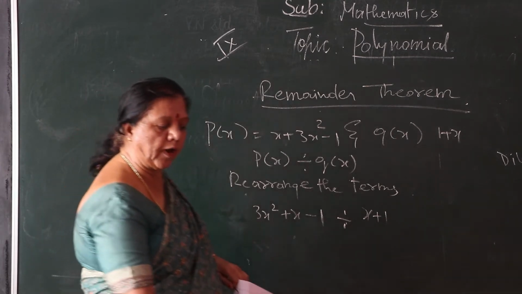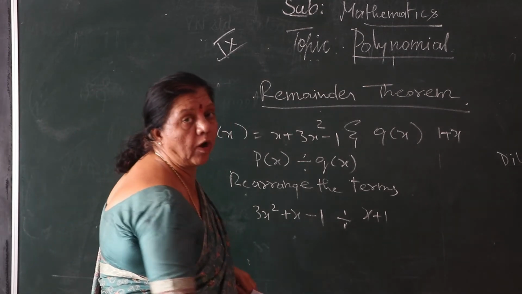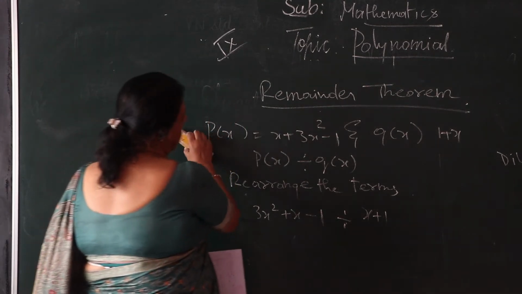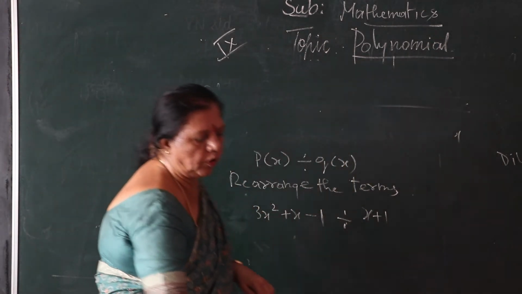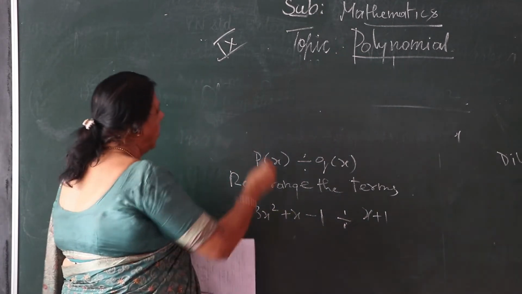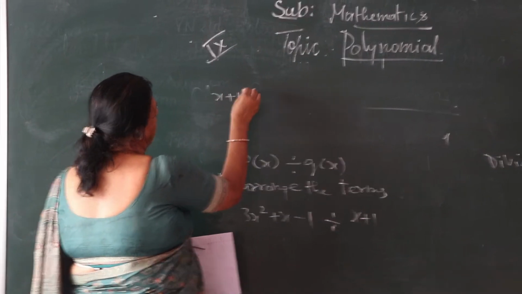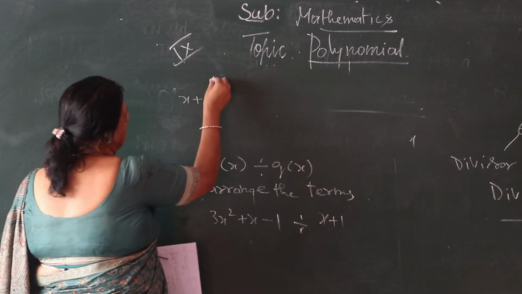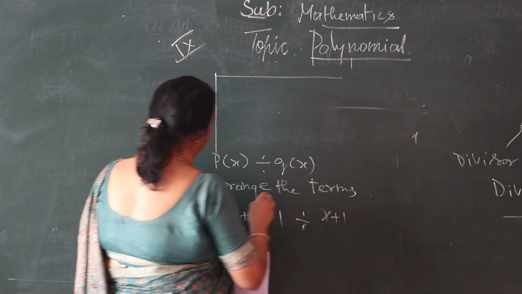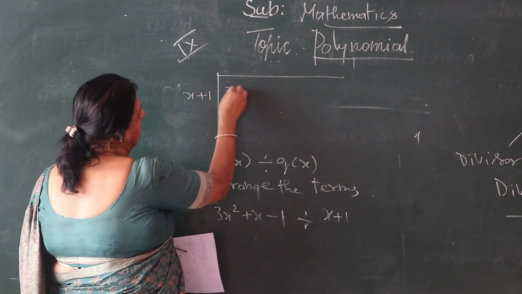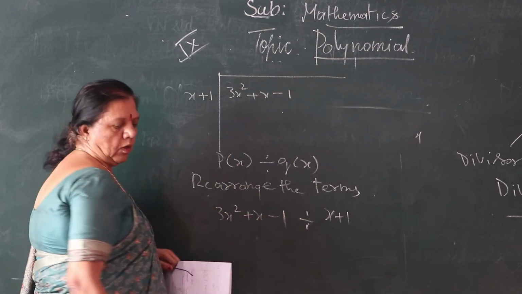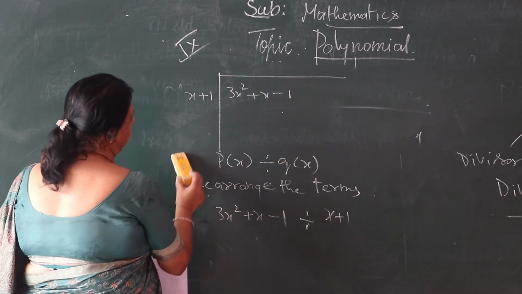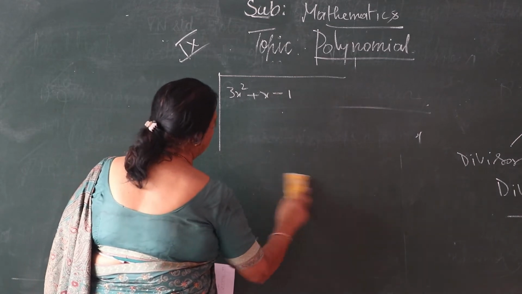Divide it. How to divide it? Carefully you have to divide it. I will show you how to divide it. Look at the board, all of you. Look at the board. x plus 1. So now write the terms properly without mistake. 3x square plus x minus 1. Okay, now how to divide? Carefully you observe.